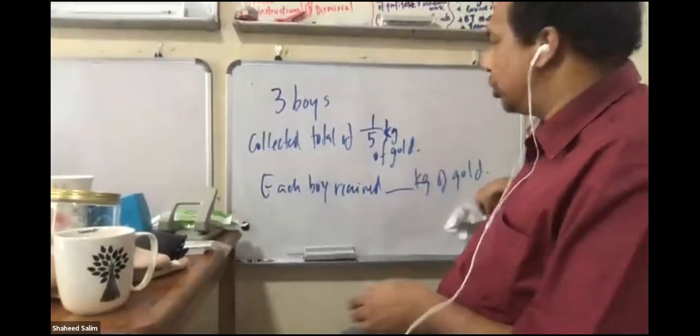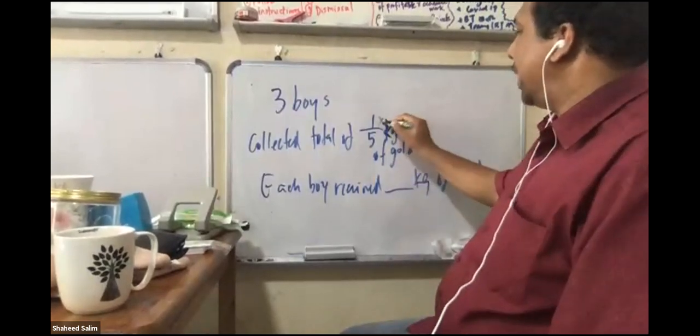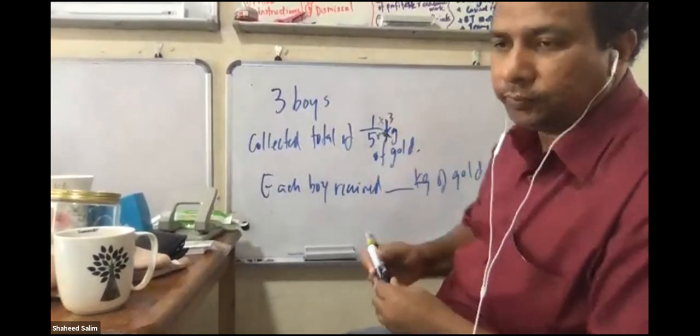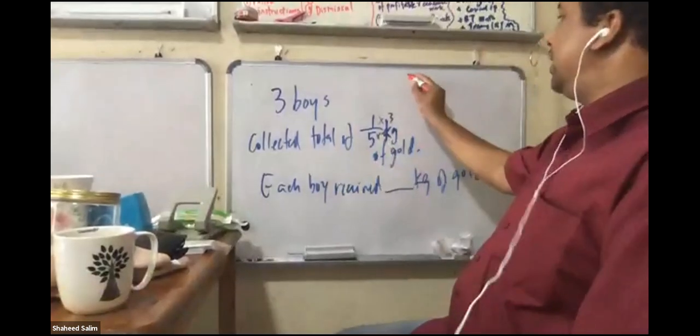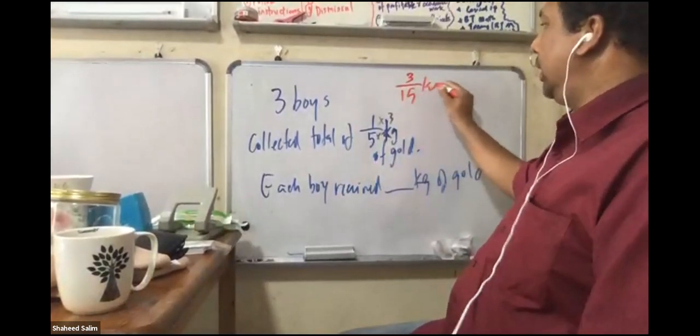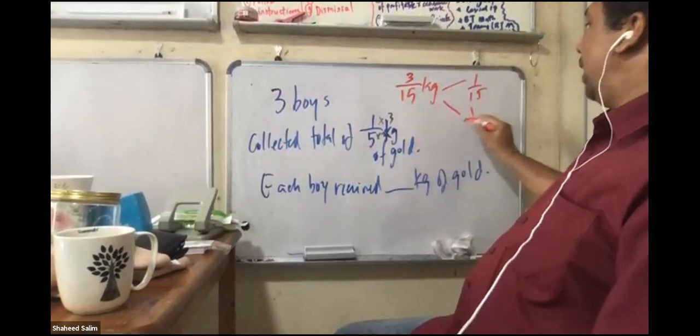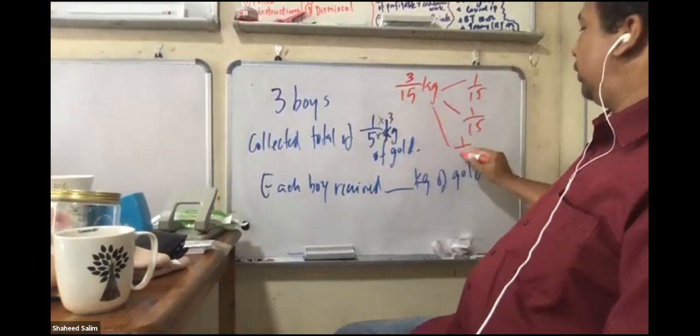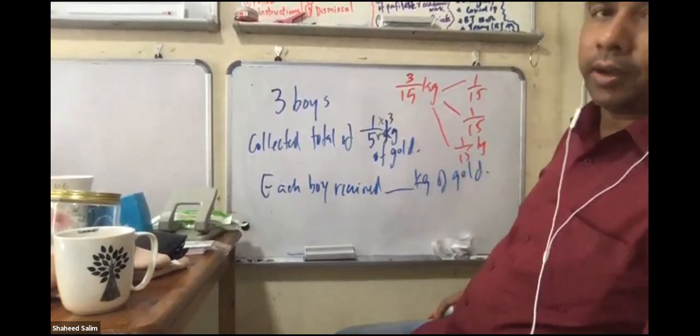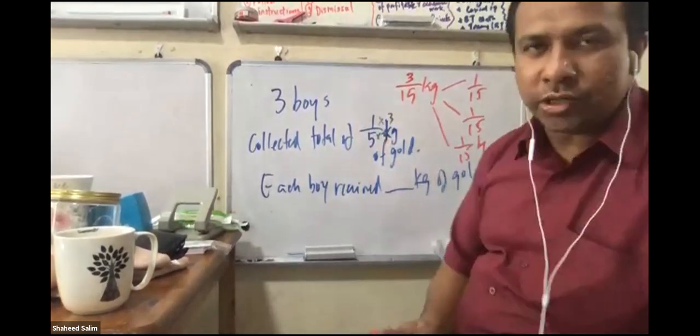1/15. 1/15, correct. You see, yeah? I show you. If I times this by 3, I times this by 3. This is actually 3 out of 15 kg. So one boy gets 1/15, the other boy gets 1/15, the third boy gets 1/15 kg. Correct, because total got 3 out of 15 kg.